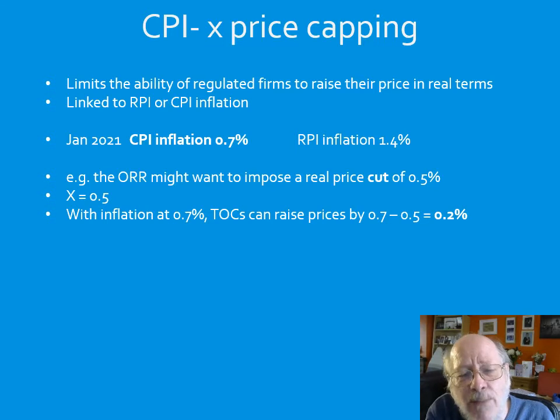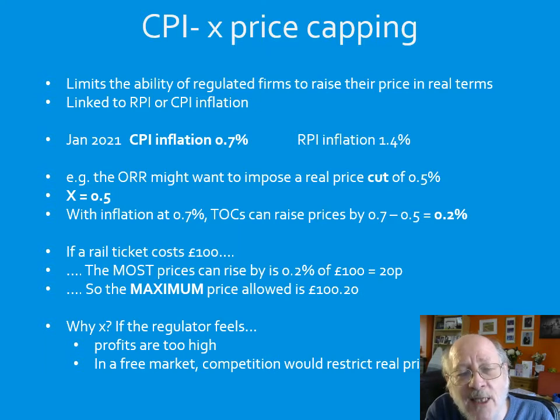Now, if it's linked to CPI inflation, then this X of 0.5 would result in a price rise of 0.2%. That's 0.7 CPI inflation minus the X. So they can raise their prices by 0.2%. What that means is that if a rail ticket costs, say, £100, then they can only raise it by 0.2%, which is 20p. So the maximum price that would be allowed in, say, the next year is £100 and 20p on that particular ticket.